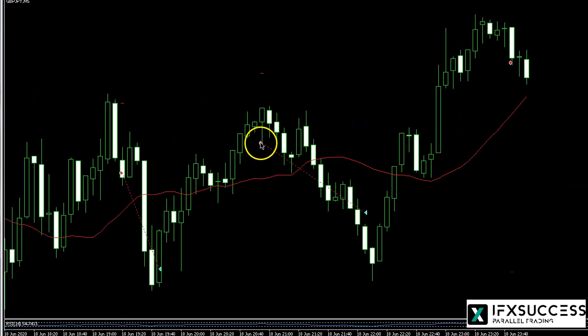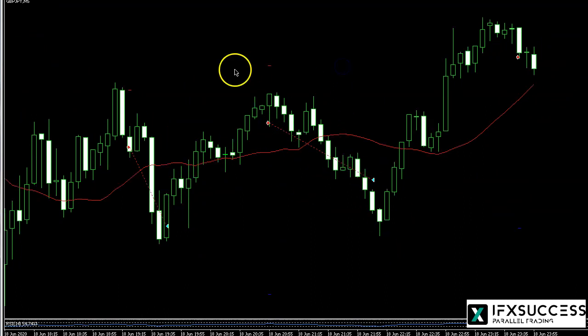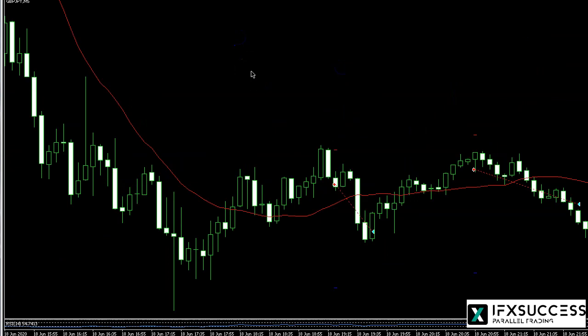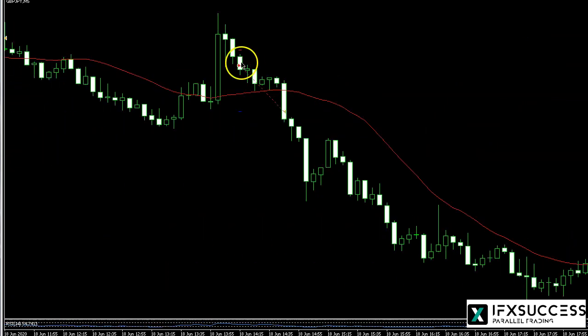Then we have another entry right over here, and this one is one of my favorites, obviously, because I can enter way before the other one gives me that entry. But as a confirmation, what we can do is enter in here and wait for the other one. Then once we get that confirmation, we can either hold longer. Obviously, I'm going to teach you, depending on market conditions, based on the grid, we can see the whole overall picture of what it's doing.